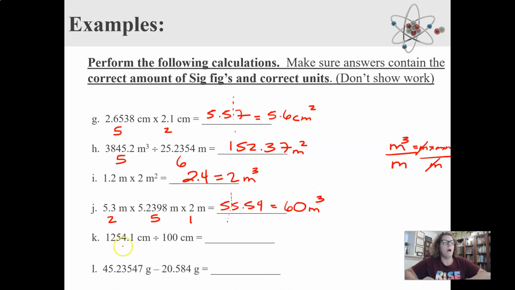Part K, it looks like I'm dividing, so 1254.1 divided by 100. So it's simply just moving the decimal 2 places. So this one right here, I have 5 sig figs, but this 100, there's no decimal, which means I only have 1 sig fig. So the number divided by 100, it's just moving the decimal 2 places. But I only need 2 sig figs. So you're going to get 12.541, but we're going to cut it right there.